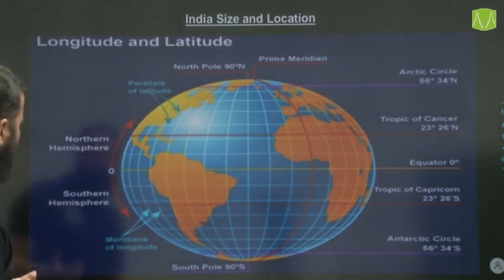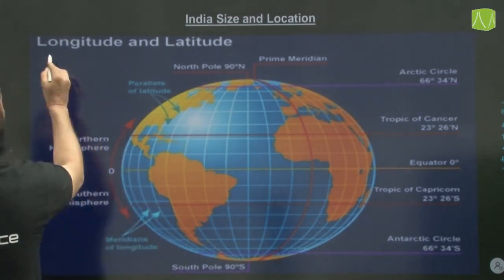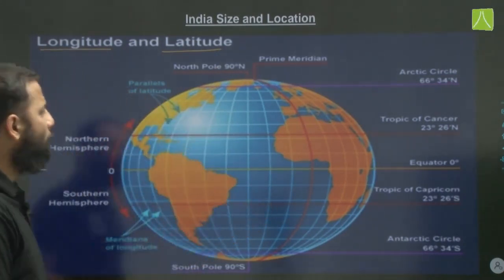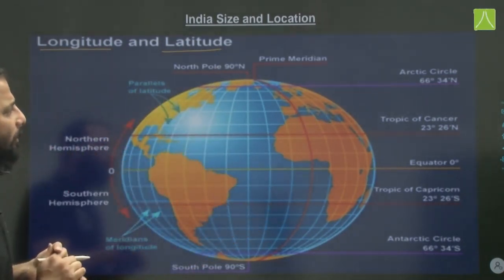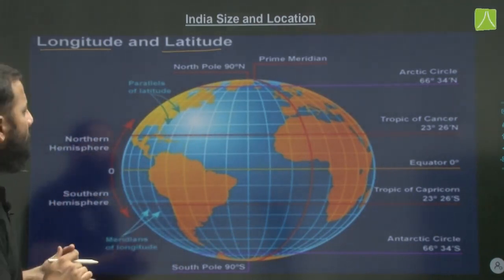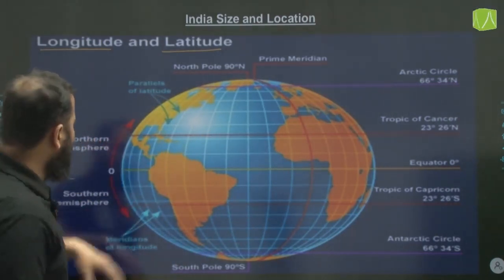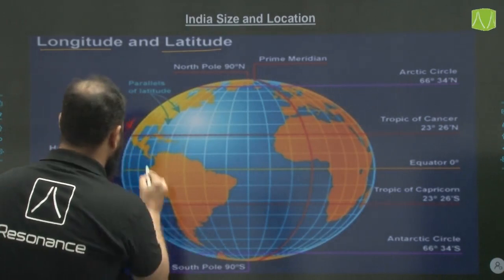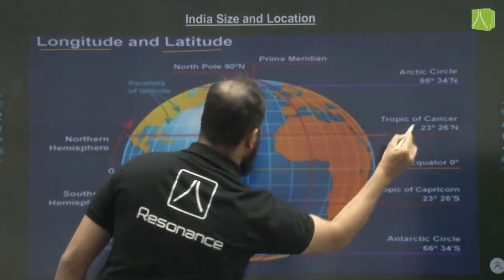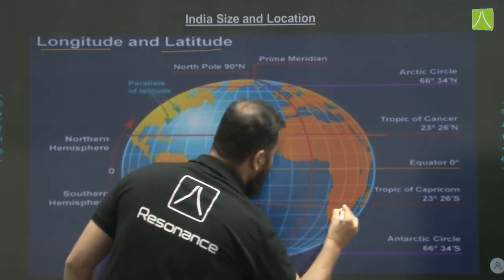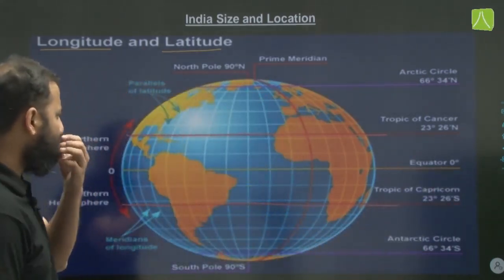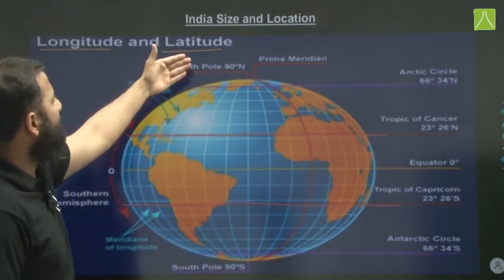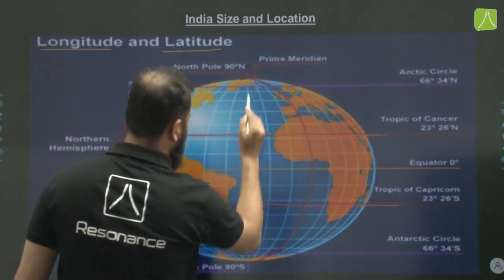Now just to make you familiar, you might have read about longitudes and latitudes. These are imaginary lines which are drawn on the earth for us to better understand the places. Now this region, as you can see, these are the tropics. Now this is the Tropic of Cancer and this, in the southern hemisphere, is the Tropic of Capricorn. Now this part is showing South America and Africa, and India is there. This is the North Pole here and this is the South Pole.